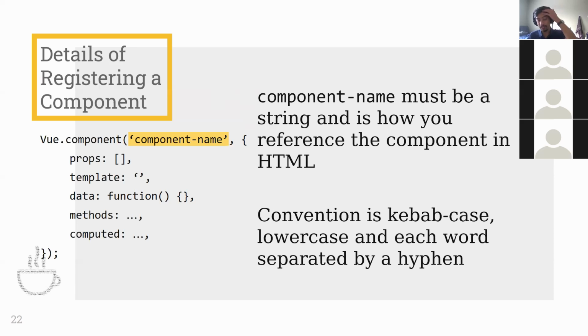By convention, and I really do mean convention, it's more of a standard, you have to use what's called kebab case. So it's lowercase, and each word has to be separated by a hyphen. What that means is that if your component name is Purdue Pete, you would say lowercase purdue, hyphen, then the word pete, again all lowercase.